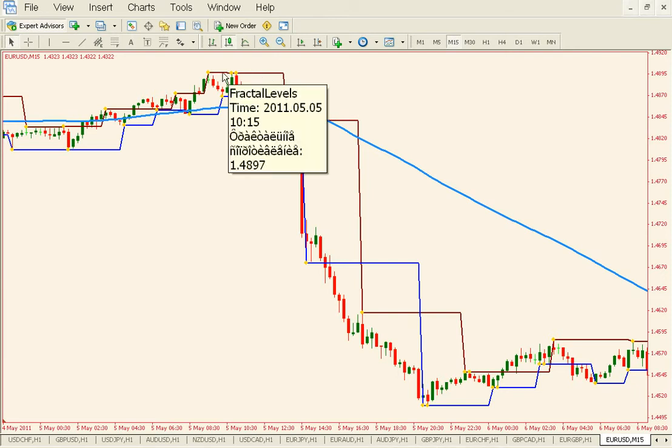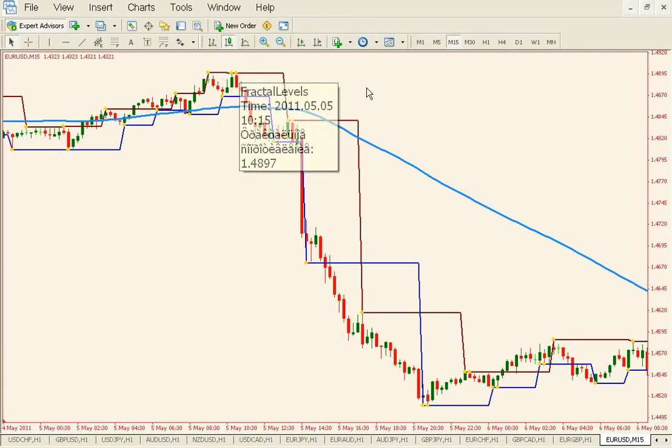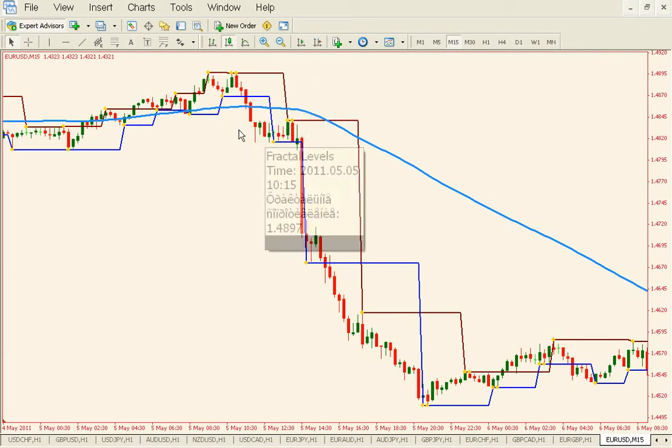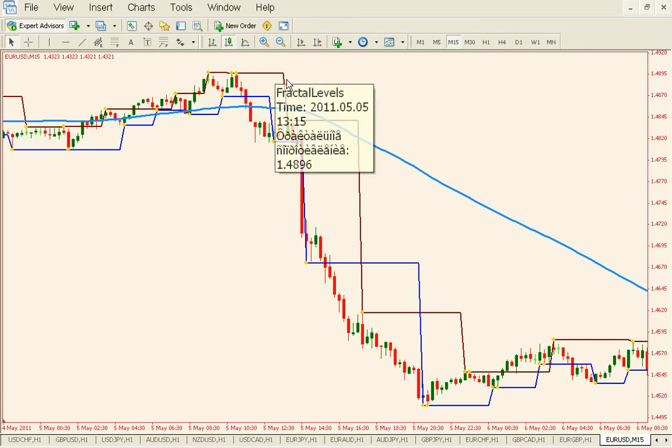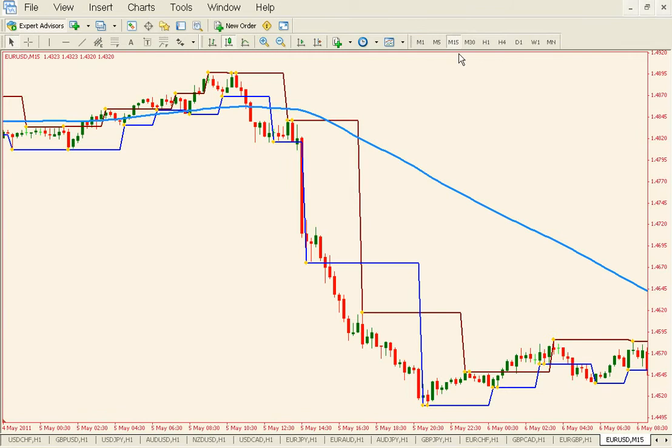Your fractals are support and resistance. Okay, fractals are support and resistance. You've got a fractal high and a fractal low. These lines, the dark brown, the maroon line, is making a fractal high level, and the blue one is making a fractal low level. Okay, I'm on a 15-minute time frame, and I could trade it on the hourly time frame also, but you get fewer signals and longer between.